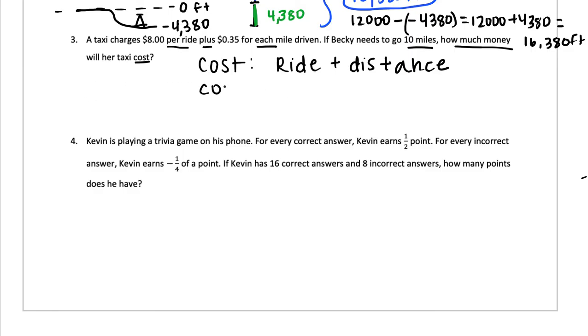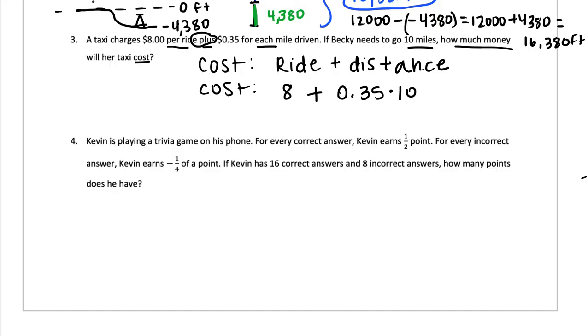Doesn't matter how far she's gone, but they are going to first charge her $8. Plus, they gave us that keyword "plus," they're charging her 35 cents for each mile driven. Well, it's 35 cents, and "each" means we multiply, because every time she goes another mile, we're basically adding another 35 cents. Well, if you're adding the same number repeatedly, that's just multiplying it. So now my problem becomes 8 plus 35 hundredths times 10.